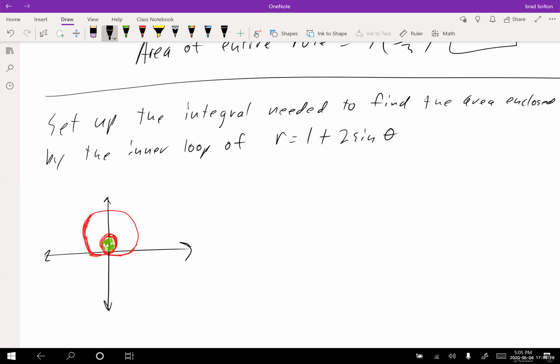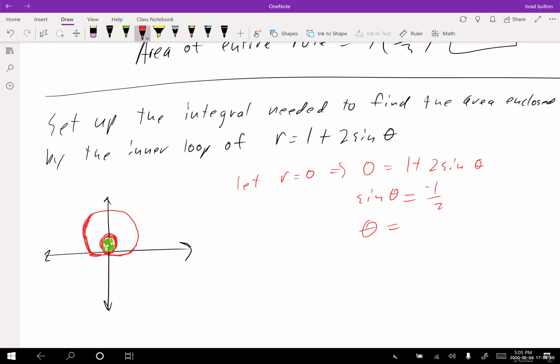So we're going to say let r equal 0. So then we have 0 equals 1 plus 2 sine theta. So then we have sine of theta equals what? Negative 1/2. Sine of theta equals negative 1/2. So you want to know when this happens.